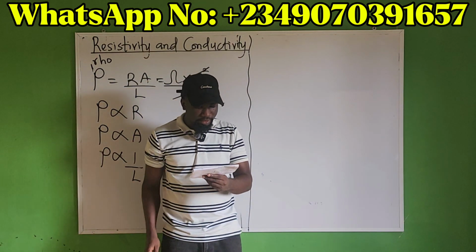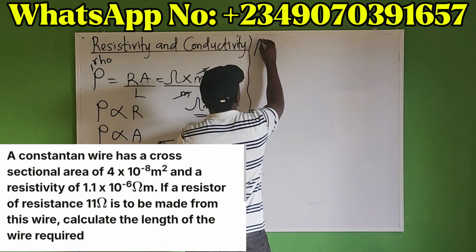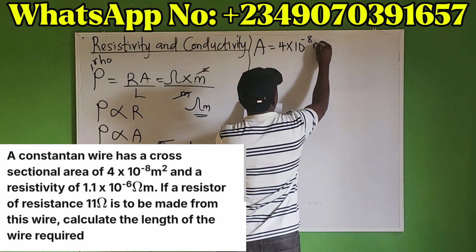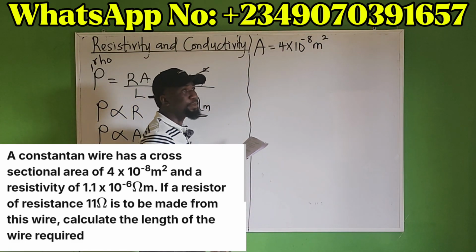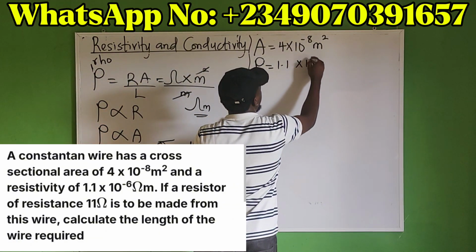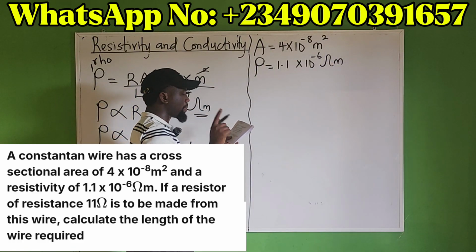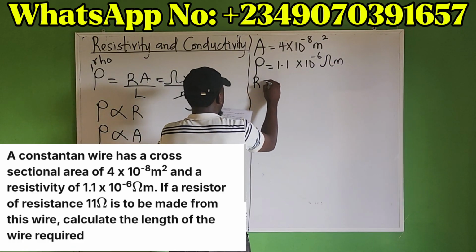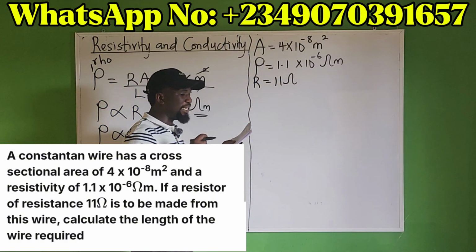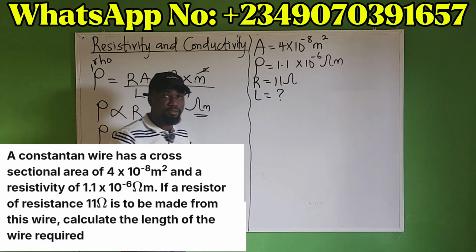So the next question says, a Constantan wire has a cross-sectional area of 4 times 10 raised to power minus 8 meters squared and a resistivity of 1.1 times 10 raised to power minus 6 ohm meter. If a resistor of resistance 11 ohms is to be made from the wire, calculate the length of the wire required. We want to get the value for the length.